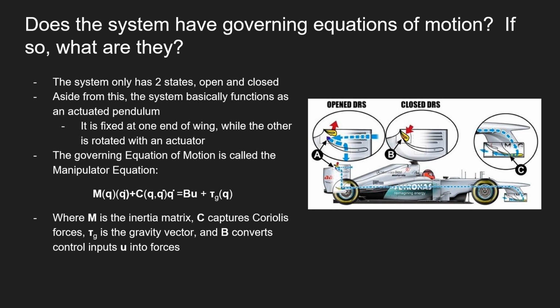The governing equation of motion is called the manipulator equation for any actuated piece. M is the inertia matrix, C captures the Coriolis forces, tau_g is the gravity vector, and V converts any control inputs, U, into forces.